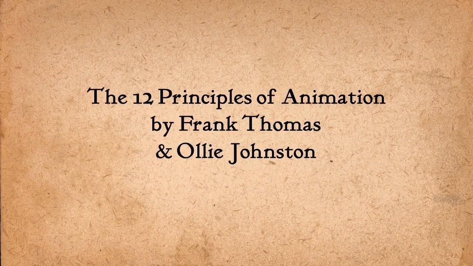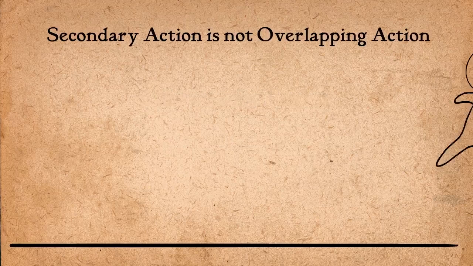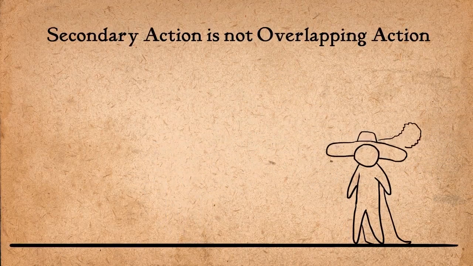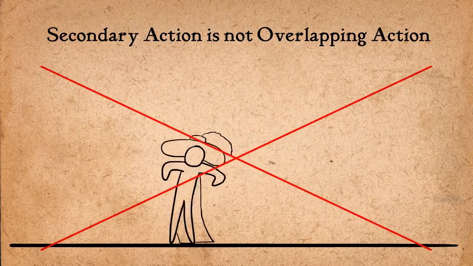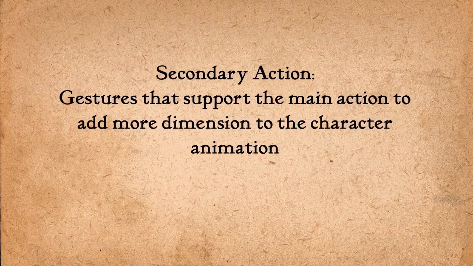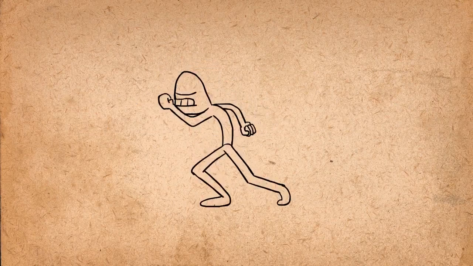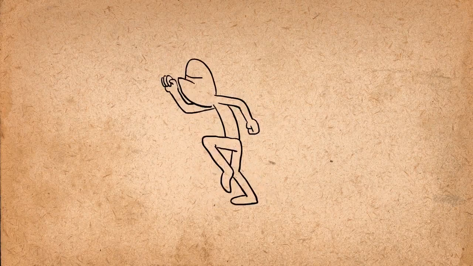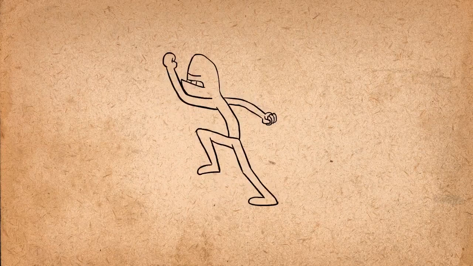Okay, the next principle is called secondary action. This principle is often associated with overlapping action, although according to Frank and Ollie, it means something very different. Secondary action describes gestures that support the main action to add more dimension to the character animation. For example, a character may be walking angrily. The primary action is the legs, and the secondary action is everything else. The arms swinging, the head bobbing, and the facial movements.